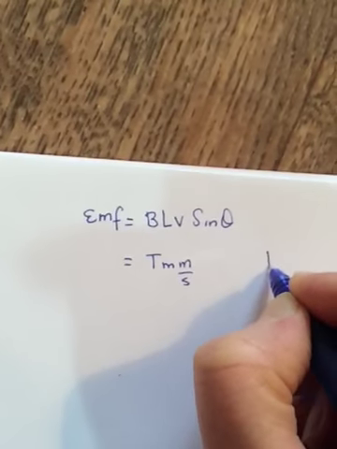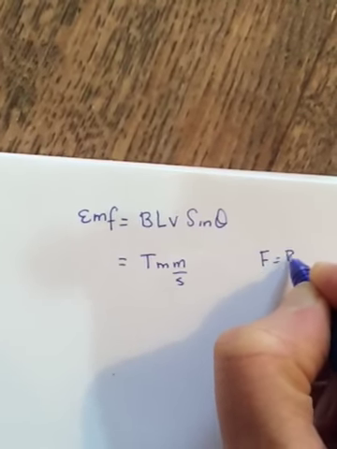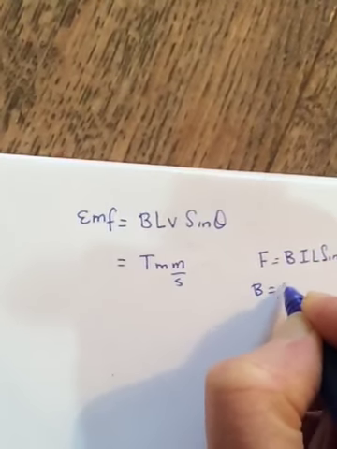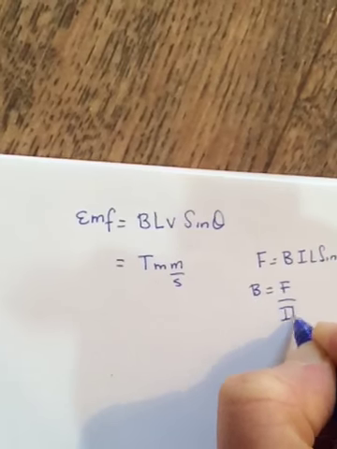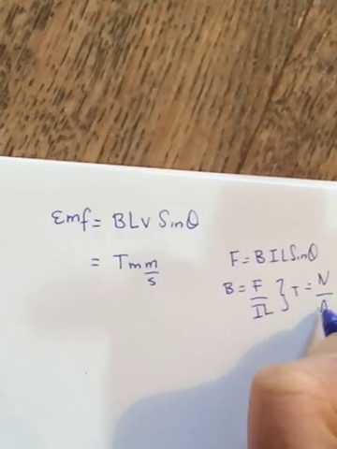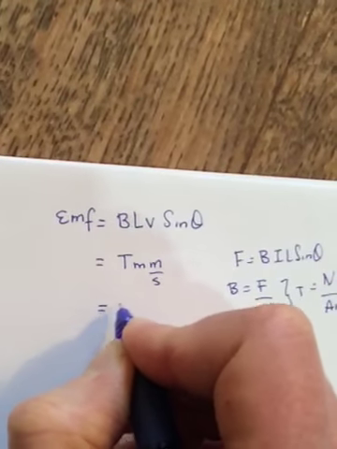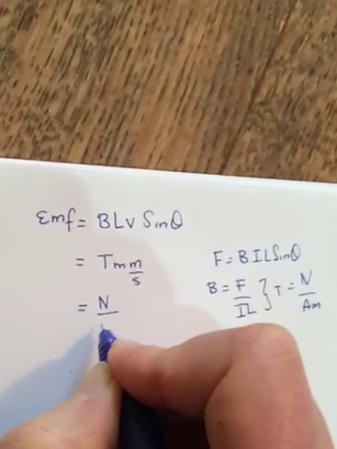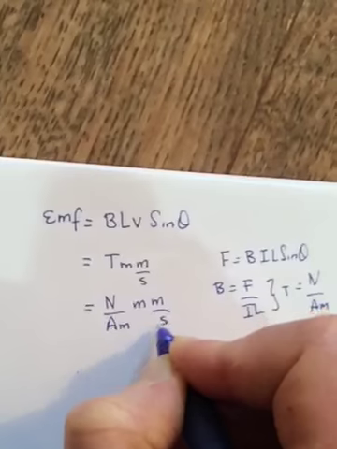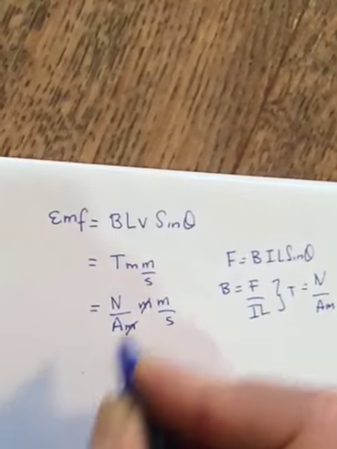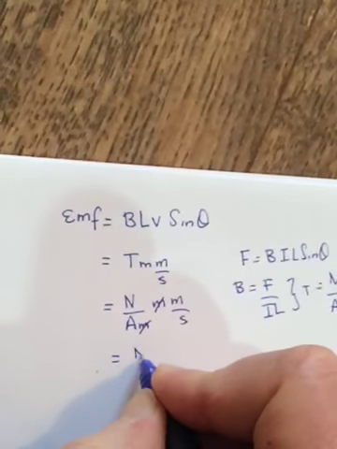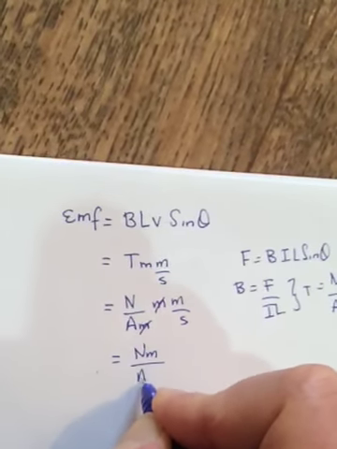Well, we know a Tesla from F equals BIL sine theta. B is equal to F over IL. So we know a Tesla is equal to a Newton over an amp meter. So Newton over an amp meter times a meter per second. The meters are going to cancel. And if we look at this, then we have a Newton meter over an amp second.